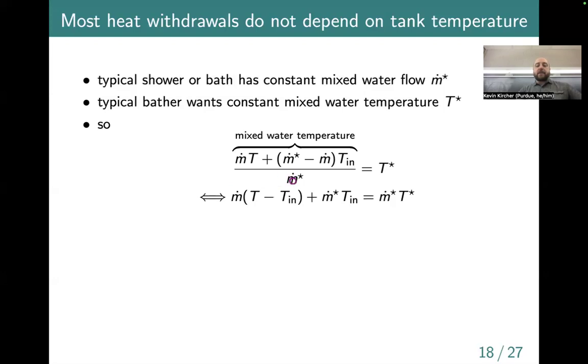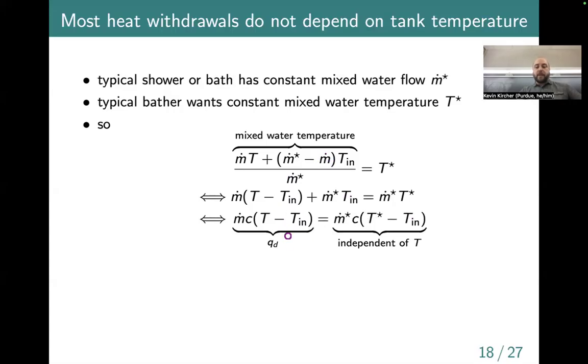Okay, so we can do some algebra, multiply through by MDOT star, and then group terms by MDOT. So move this MDOT Tn over here. Then we move the MDOT star term to the right-hand side. So we have only MDOT stuff on the left and only MDOT star stuff on the right. The term on the left is basically the heat transfer associated with the mass transfer of this hot water being replaced by cold water. So this is the heat that we're pulling out of the tank. And everything on the right-hand side is independent of the storage temperature.